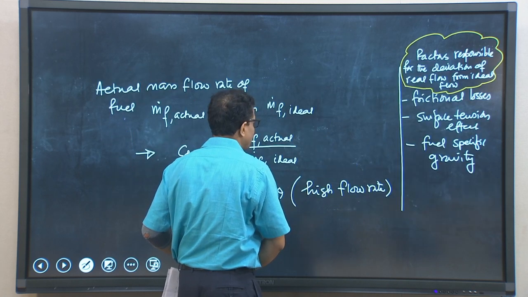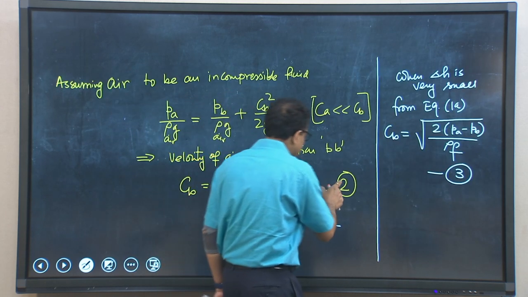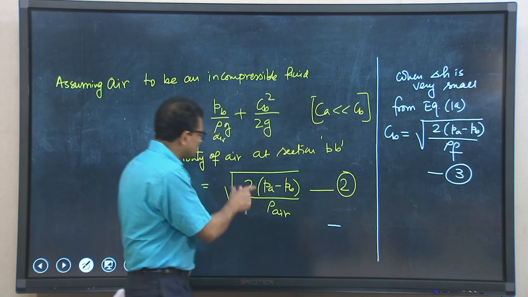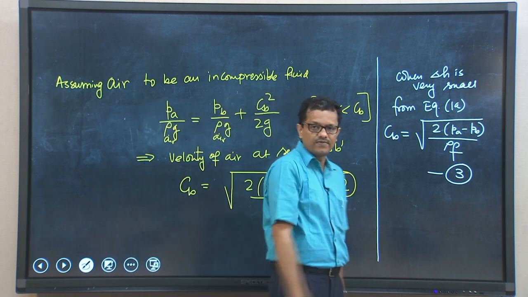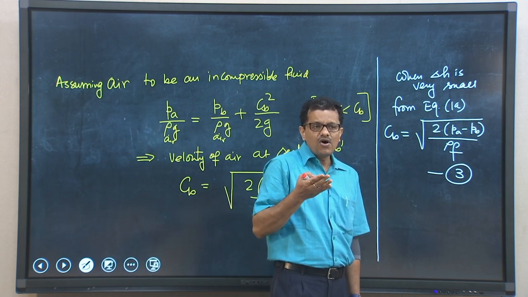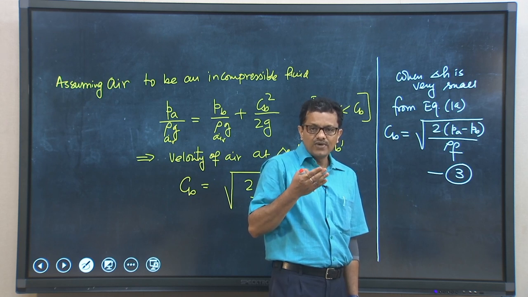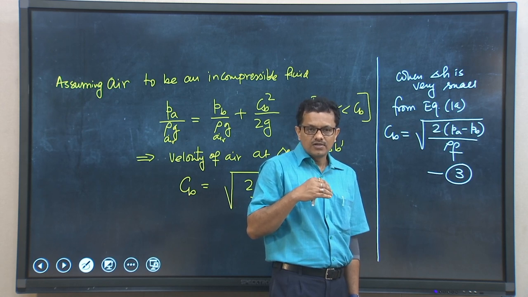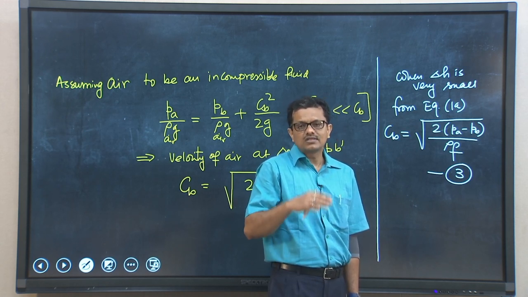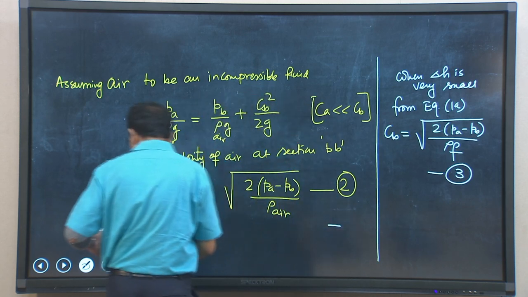And if this is the case, and if we assume air to be an ideal fluid, then looking at equation 2 vis-a-vis equation 3, we can see that these two expressions are almost identical, except this is rho air and this is rho F. So, that means the flow of fuel at section BB and the flow of air at section BB, these two are constants, because we need to calculate the mass flow rate of air. So, the fuel air mixture, that is the mass flow rate of fuel by the mass flow rate of air.